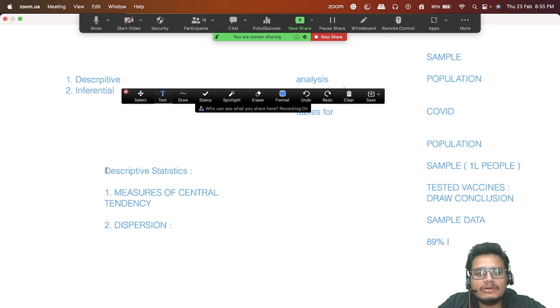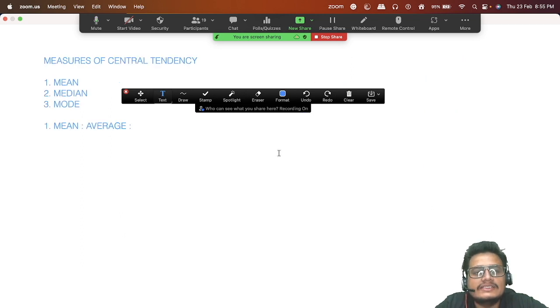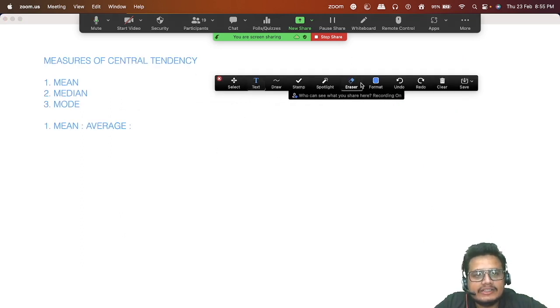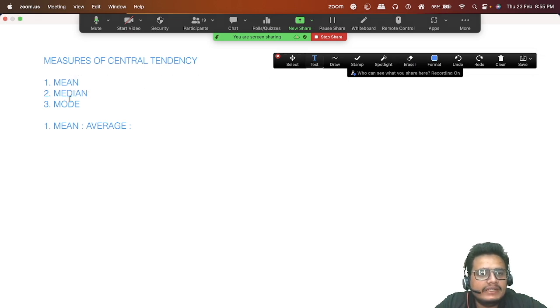So when we talk about descriptive stats, we come across two terms. One is measures of central tendency and second is measures of dispersion. First of all, we are talking about measures of central tendency. When we talk about measures of central tendency, we have mean, median and mode. These are the different measures of central tendency. Now we were discussing the first, that is mean.